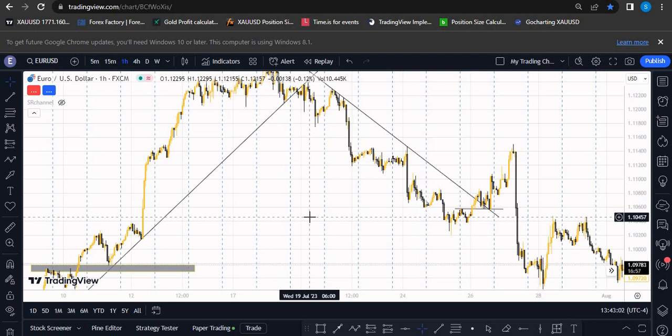Then you guys can be using this trend line to spot an entry, click your trade, and be making money with the simple trend line strategy.